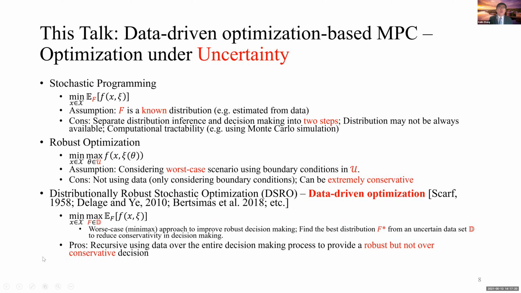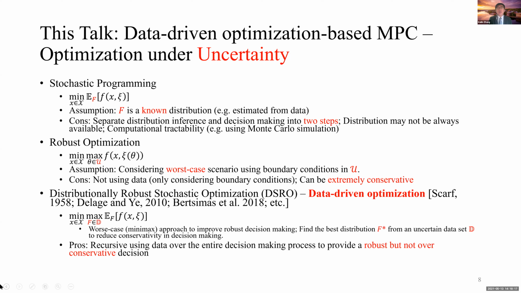To address uncertainty, there are several ways. One, in the literature, is called stochastic programming. Here you have a known distribution, which can be estimated from data, and then with the distribution you try to minimize the average case. So the modeling has two parts: first you infer the distribution from data, and then you use it. This is not really good for real-time driving, because you only consider the average case and do not count data in real time. In other cases, the distribution may not be available, and computing it is time consuming.